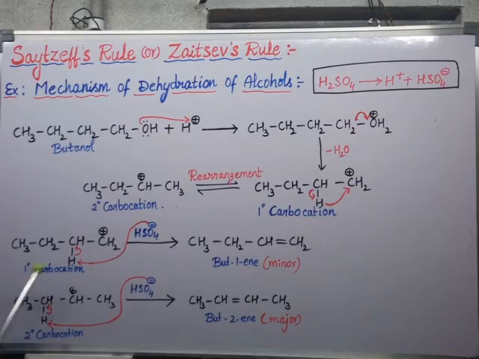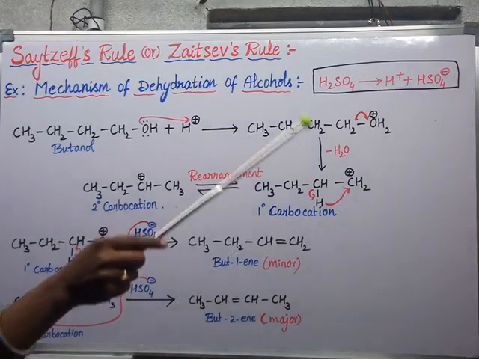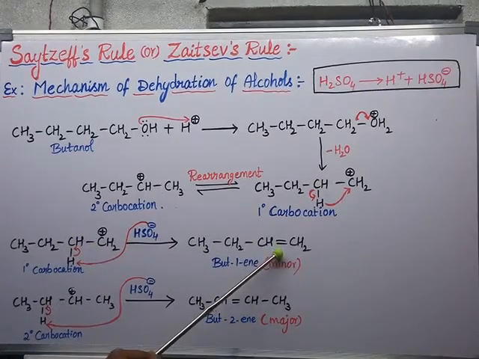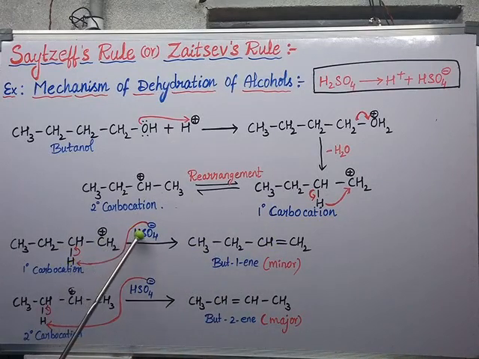Let us see that. I am taking the primary carbocation first. From this primary carbocation, HSO4- attracts the proton, so I am shifting the bond upward. The bonded electrons shift towards carbon, and the carbon gets negative. This negatively charged carbon and the positively charged carbon form a double bond, a pi bond. This proton is attracted by HSO4- and comes out as H2SO4. So but-1-ene is formed as a product from the primary carbocation.